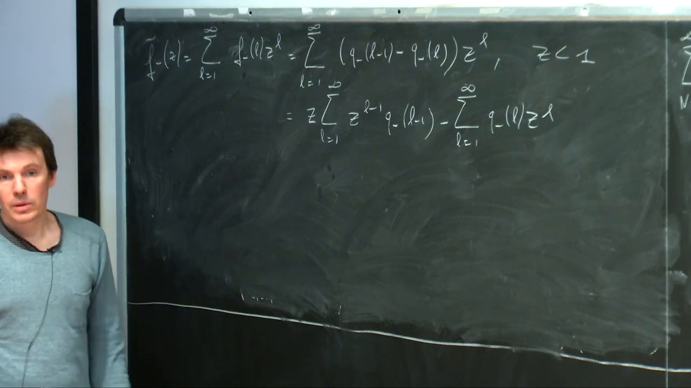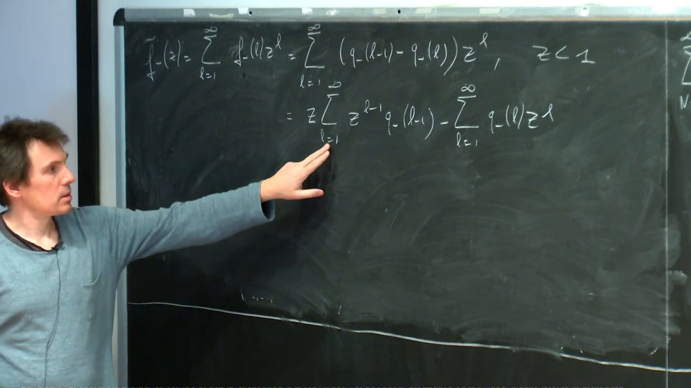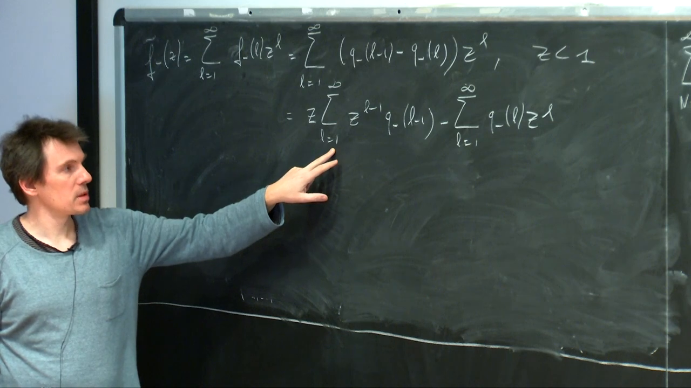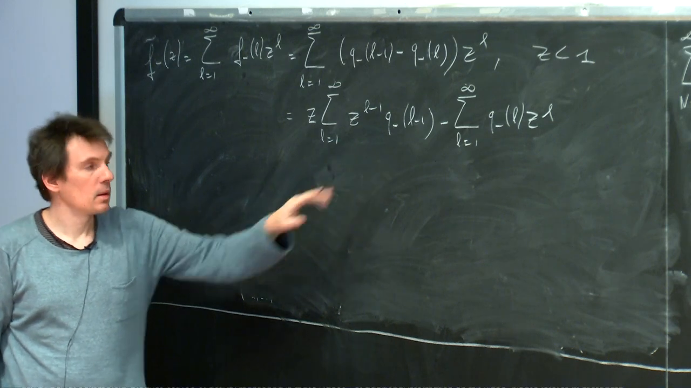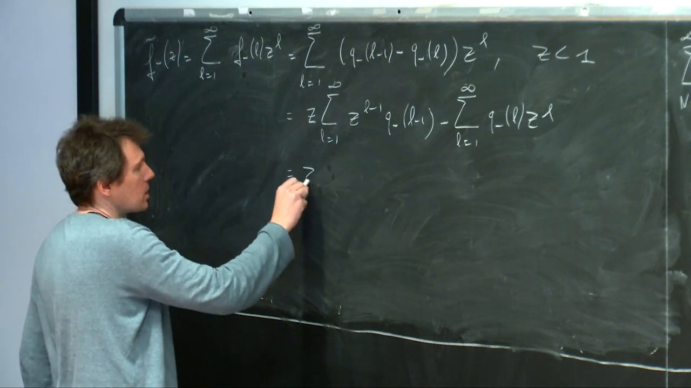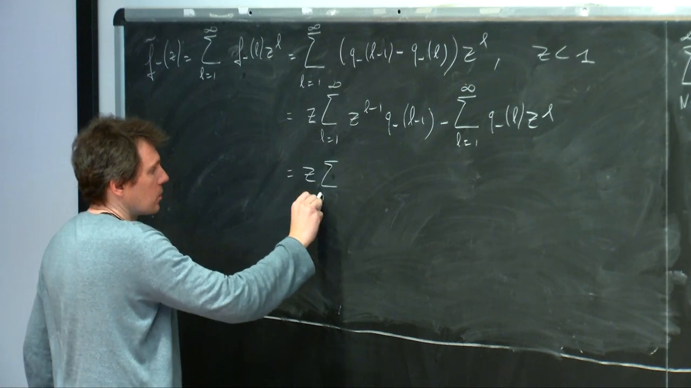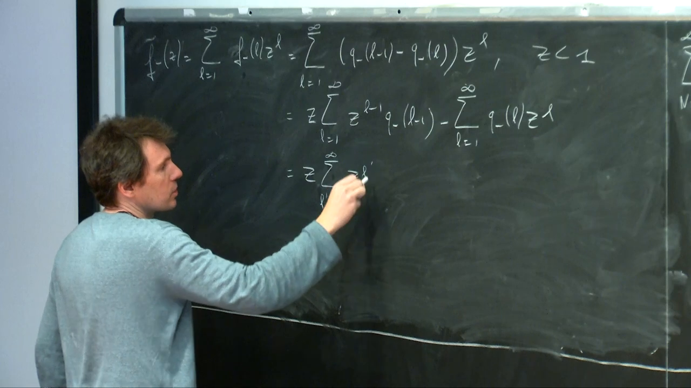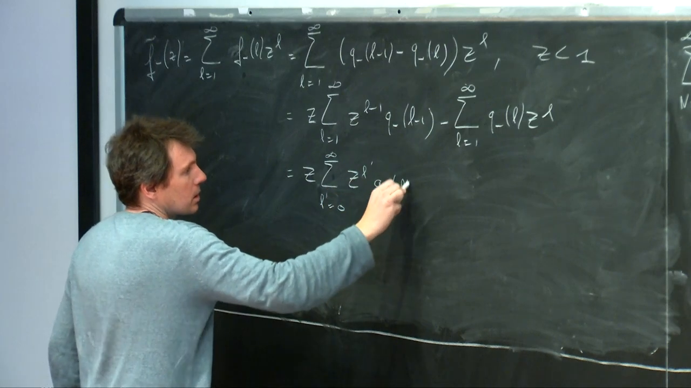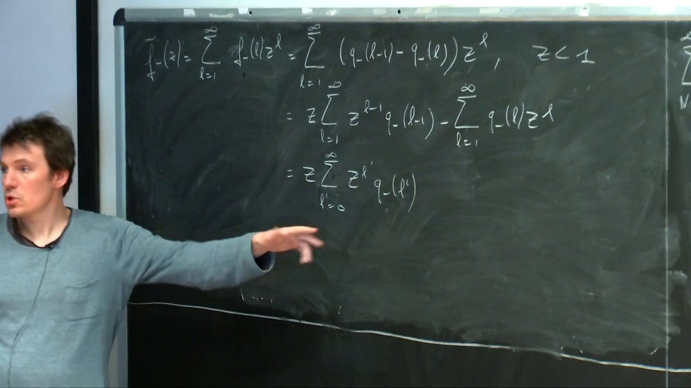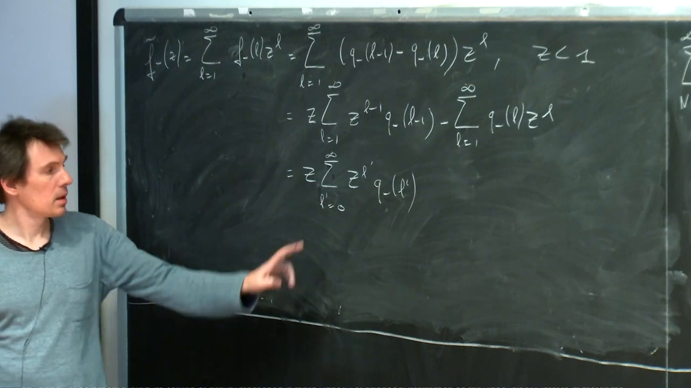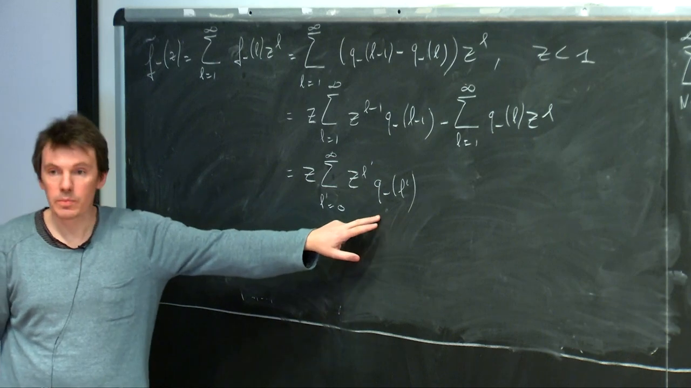Now, I will do two things. Here I will just change the index and set L prime equal to L minus 1. So this is just the sum from L prime equals 0 to infinity of Z to the power L prime Q minus L prime. I just made a shift, a translation of the index. Okay, so this I know. This is just Spa-Anderson.